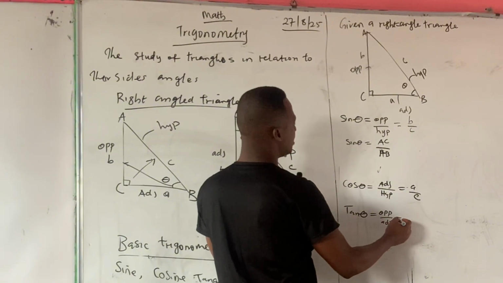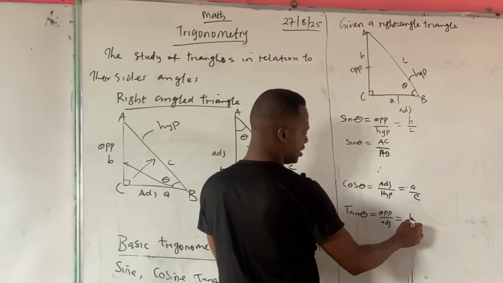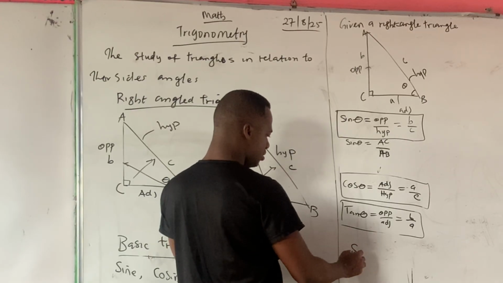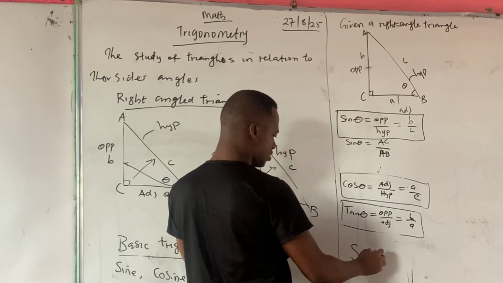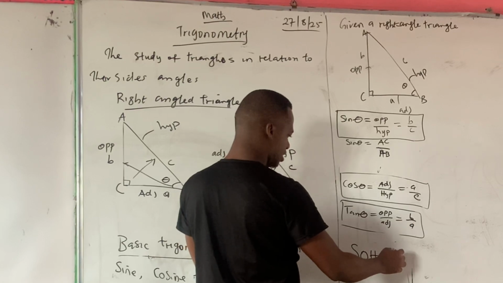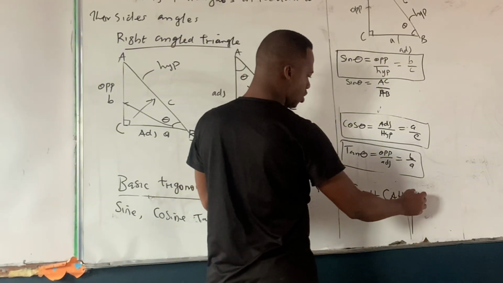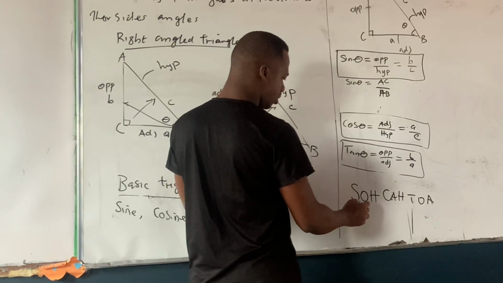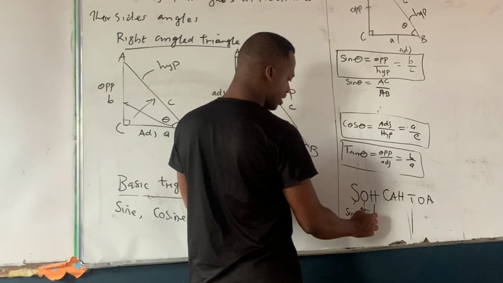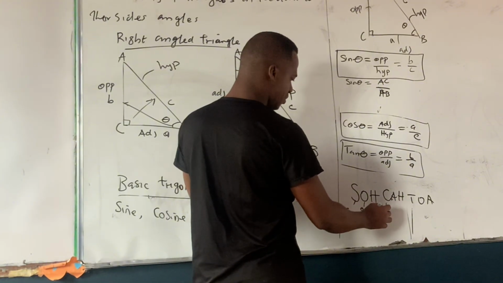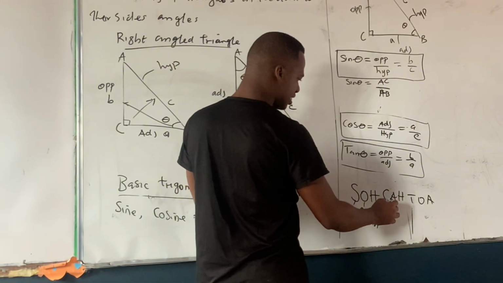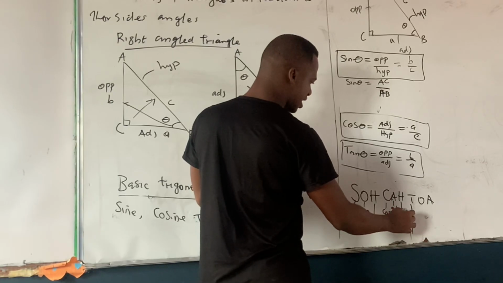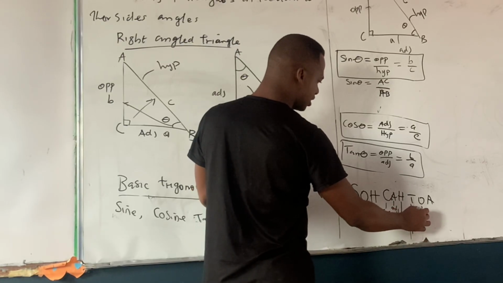And in terms of letter, opposite is B, adjacent is A. So this can be remembered using the acronym SOHCAHTOA. S stands for sine is equal to opposite over hypotenuse. C stands for cos or cosine is adjacent over hypotenuse, and T stands for tan is equal to opposite over adjacent.